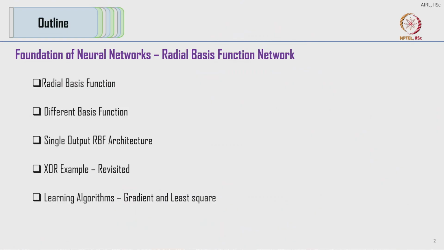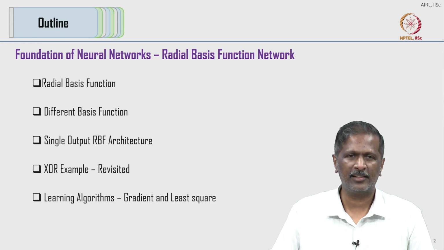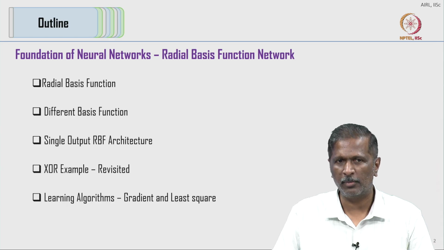The outline of this particular module will start with what is radial basis function, and what are the different basis functions one can use for this architecture. We present a single output radial basis function architecture and we take an example of XOR. If you remember, the XOR problem is one of the linearly inseparable problems. Can we revisit here? Can we use radial basis function to approximate the XOR problem?